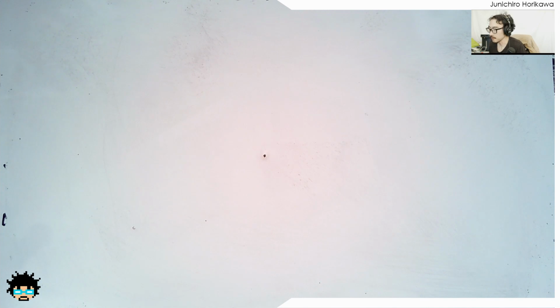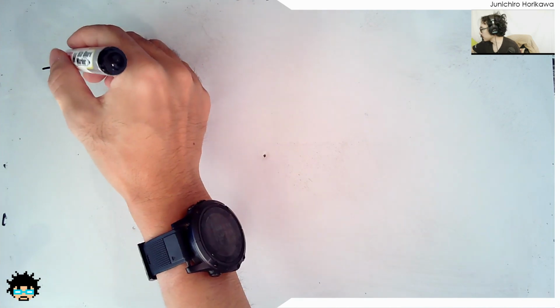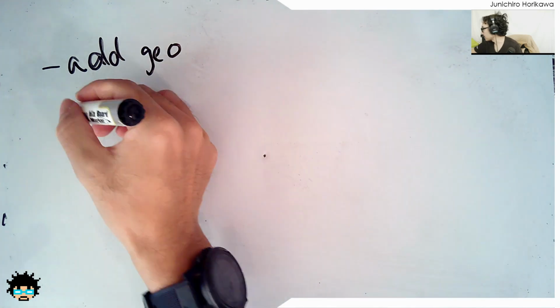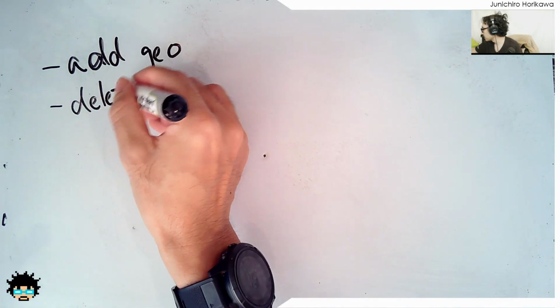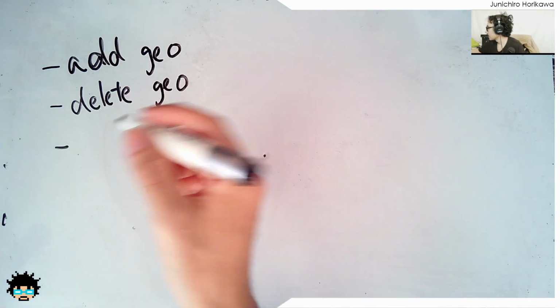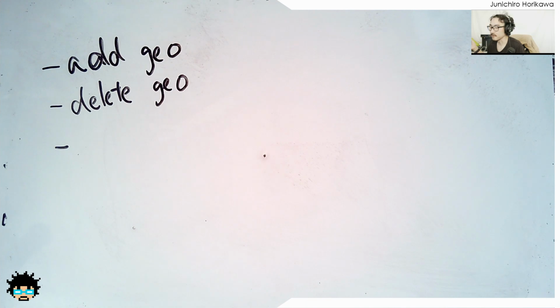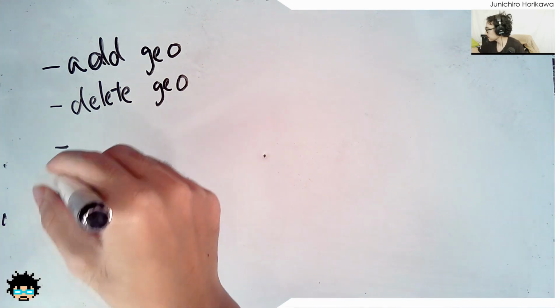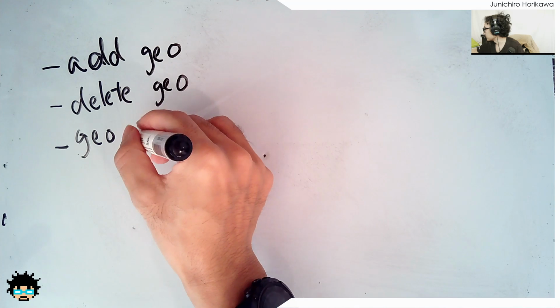Now let me first talk about the outline of today's session. First of all, I'm going to talk about how you can add geometry using VEX, and then talk about how you can delete the geometries like points and primitives. And then I'm also going to talk about the relationship between the points, primitives, and vertices using functions like primitive, prim points, point primitives, and so on. Let's call it geo relation.